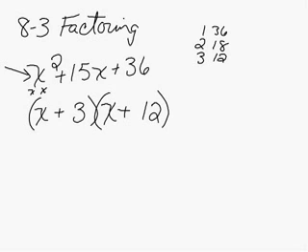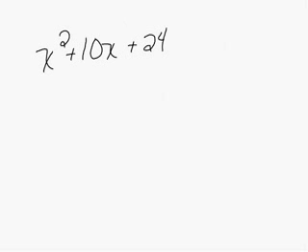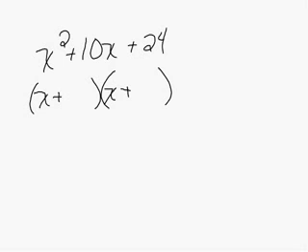Right. All right, look here, let's do another one. What if we had x squared plus 10x plus 24? Okay, so what do we know we need? Good. We know we're going to need an x and an x. Why do we know that? Good, because it's x squared. What else can you tell me? Two plus signs. Why two plus signs? Good, because they're both positive in here.